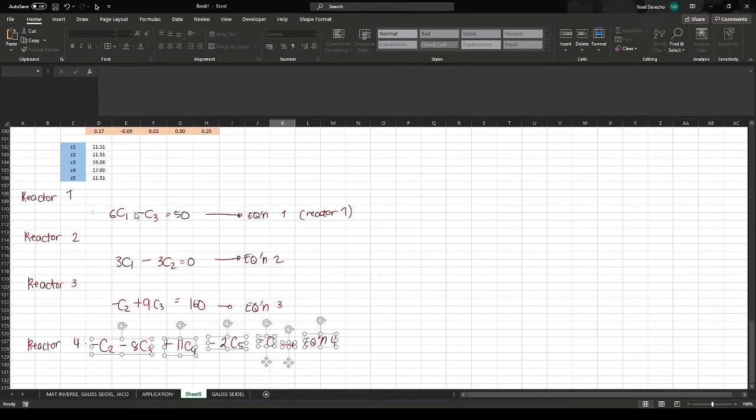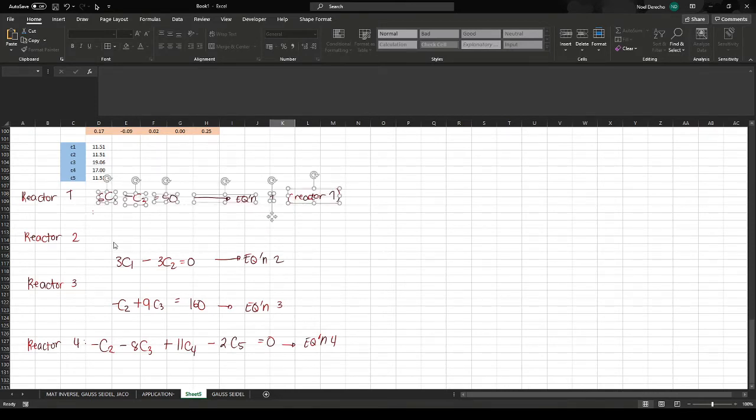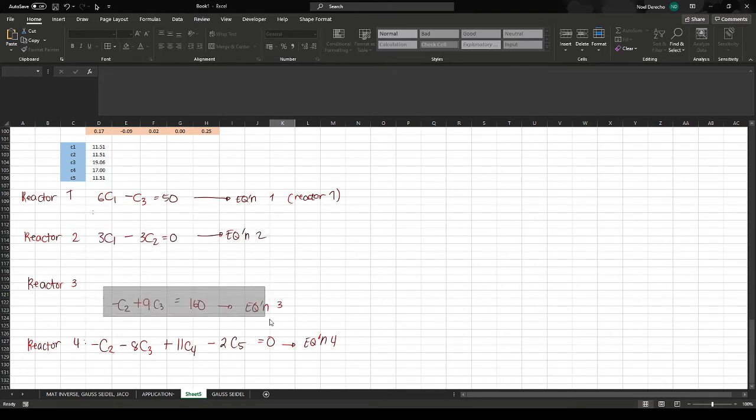We will try to transform these equations as instruction for Gauss-Seidel. So it's a simple fixed point, no?